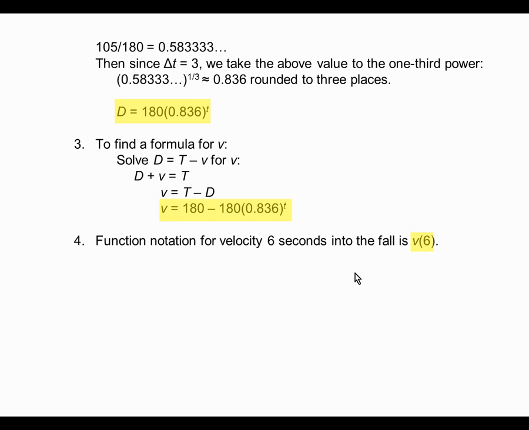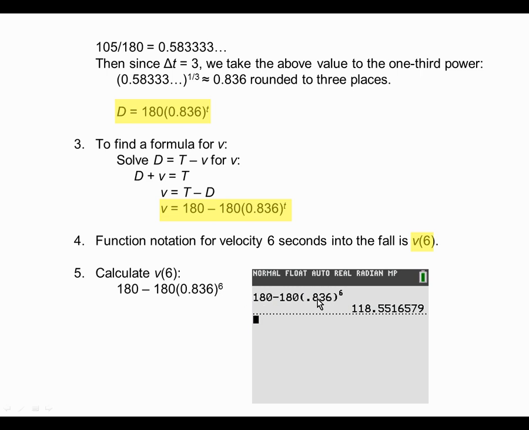Okay, question 5 actually makes us calculate v of 6. So we're going to have 180 minus 180 times 0.836 to the 6th power. Here's my calculator graphic. We're supposed to round this to the nearest whole number. So to the nearest whole number, 118.5 is going to be 119. So 119 feet per second.